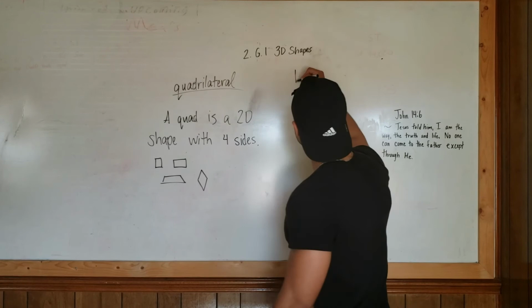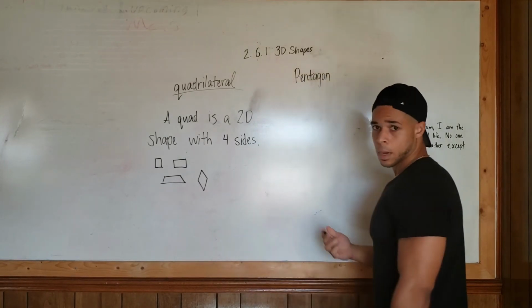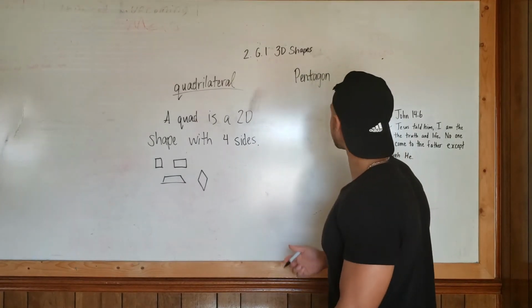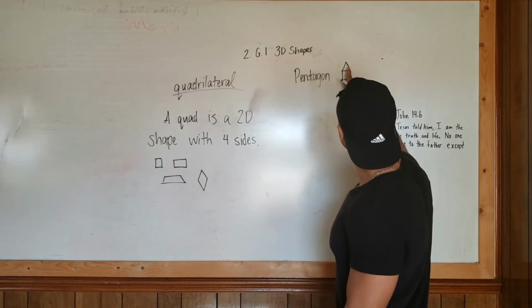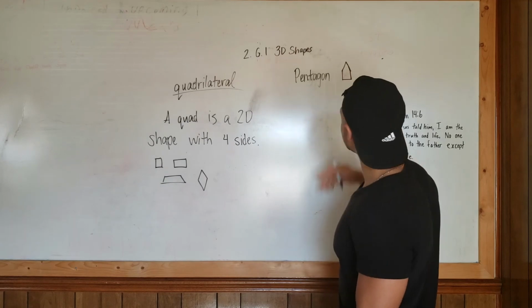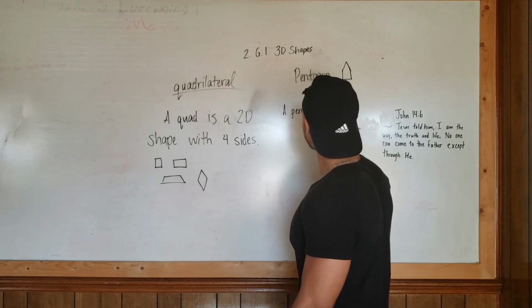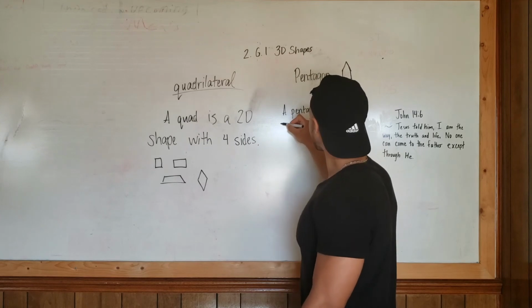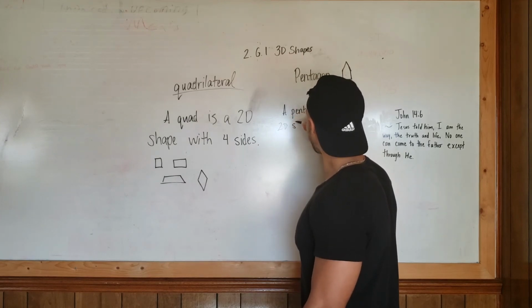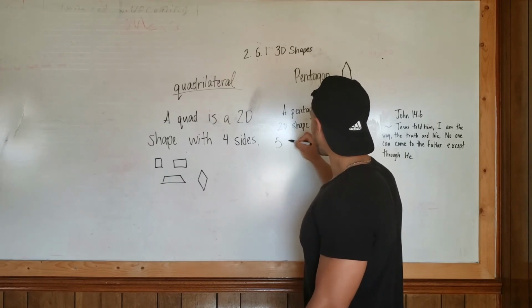Let's go on to your next 2D shape that we're going to review. Let's go on to your pentagon. The easiest way to remember a pentagon is to remember that a pentagon looks like a house. It looks like a square with a triangle on top, or a rectangle with a triangle on top. So if you know how to draw a little house, and then you take that away, you've got yourself a good pentagon. A pentagon is a 2D shape. It's also a flat shape with 5 sides.